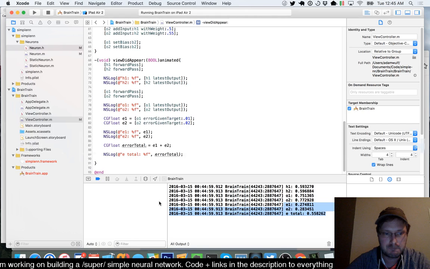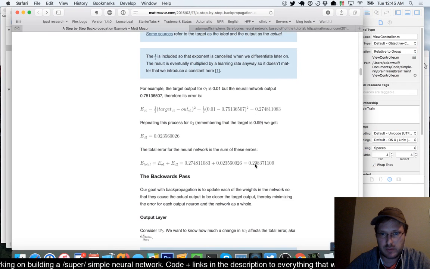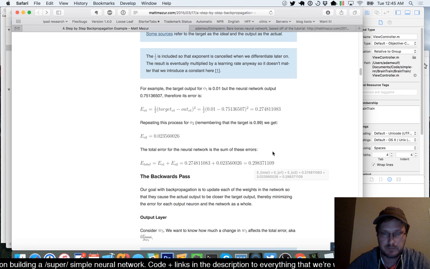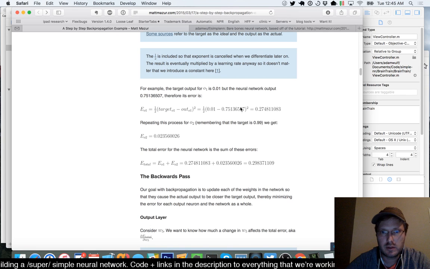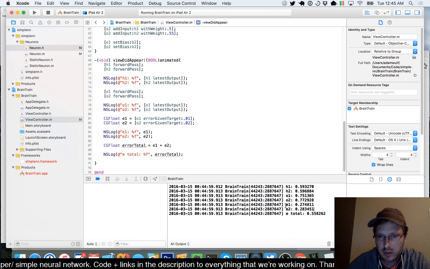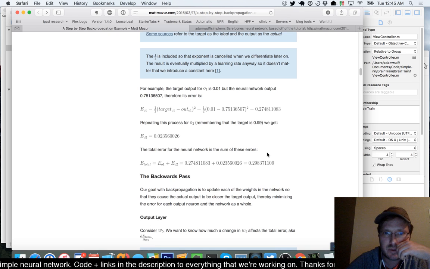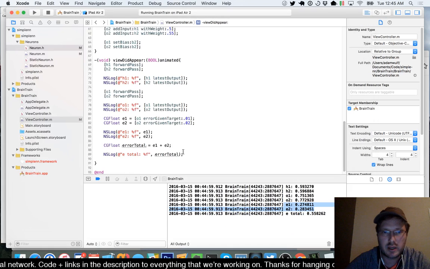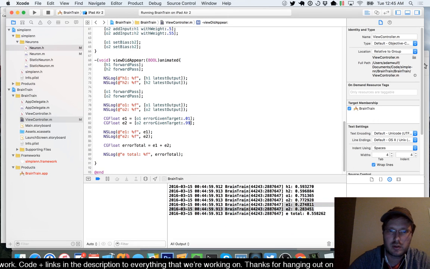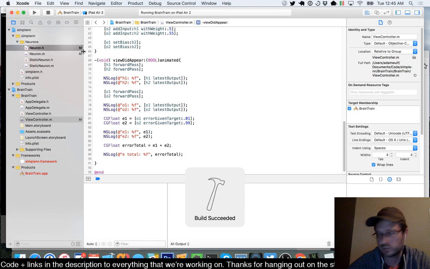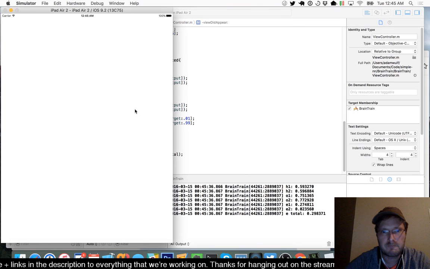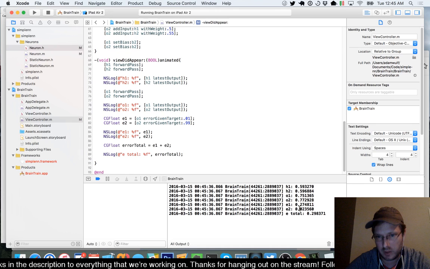Feels right. 0.27, 0.29, right? Sorry, 0.27 and 0.023. So E2 is wrong. Is that what we're saying? Target is 0.99. I probably did that wrong, because I typed it in wrong. There we go. Great. We have an error of 0.27 and an error of 0.02, and then we have our E total is 0.29.